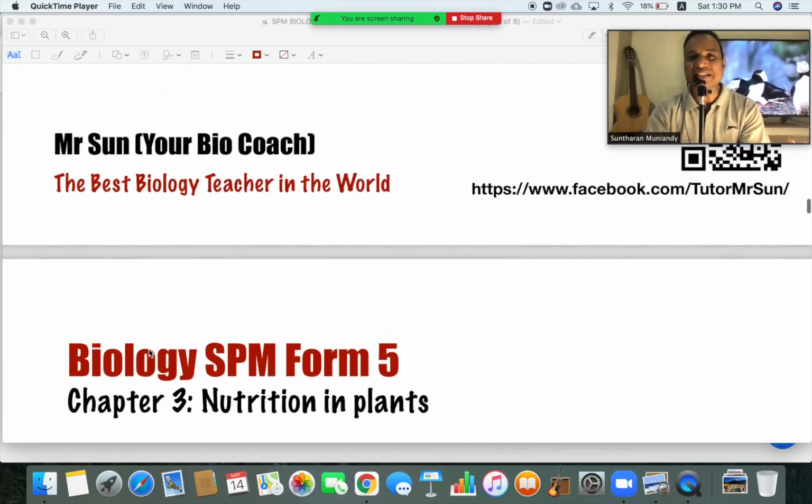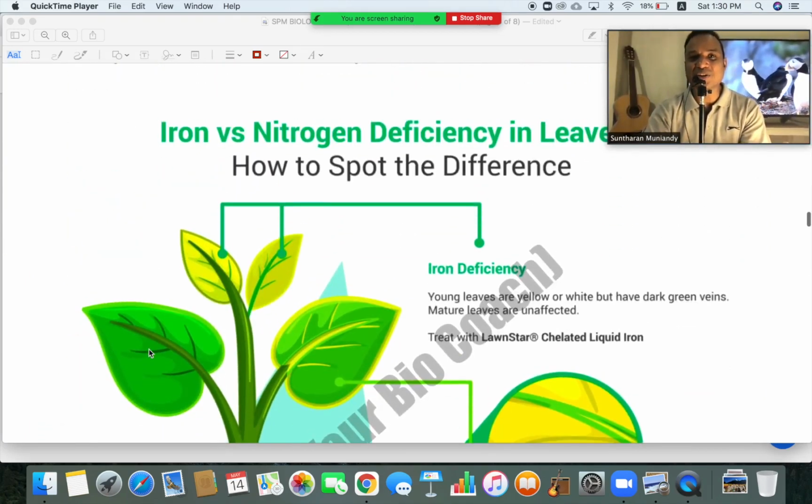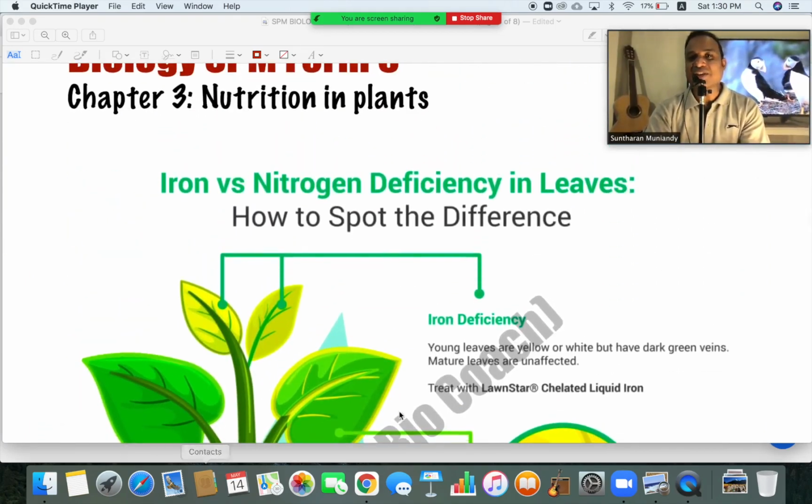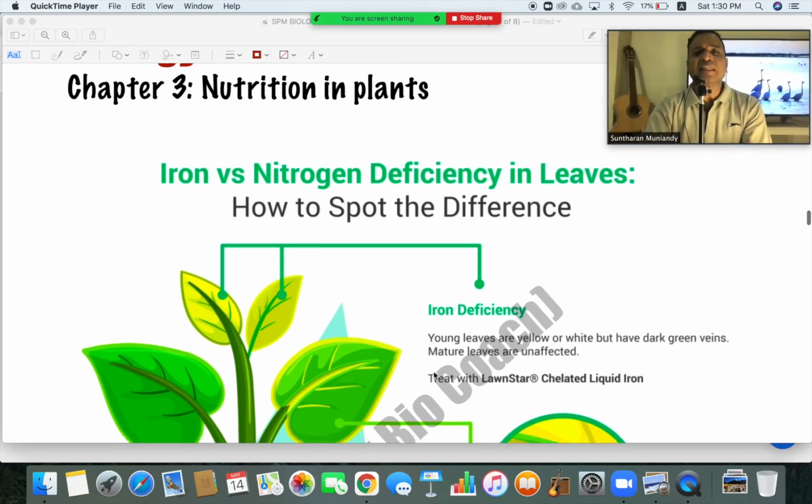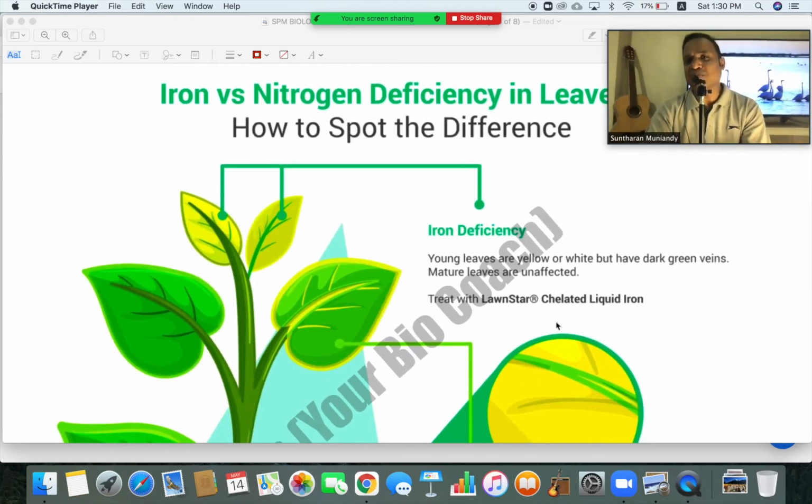If you look at the deficiency of iron, look at it. Iron deficiency you can easily spot by looking at the young leaves that grow; they appear to be yellow. So chlorosis is happening to these young leaves. And how do we differentiate between iron and nitrogen deficiency? The young leaves appear yellow or white, and the veins appear dark green, and this is because of iron deficiency.